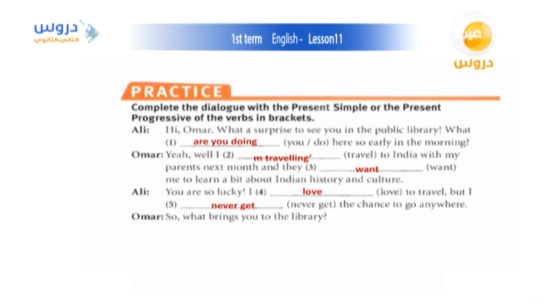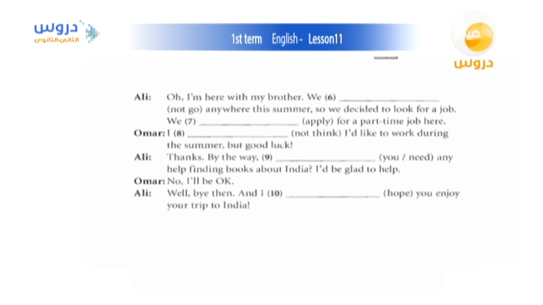Omar, so what brings you to the library? So why are you here? Oh, I'm here with my brother. We not go anywhere this summer. We are not going. I'm not going. That's right. Anud, Ryan, and Yazan, we're not going. Let's see that. We are not going, or we aren't going anywhere this summer.